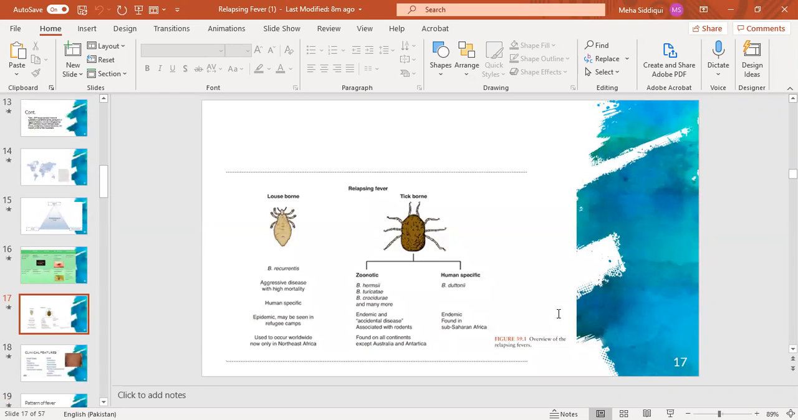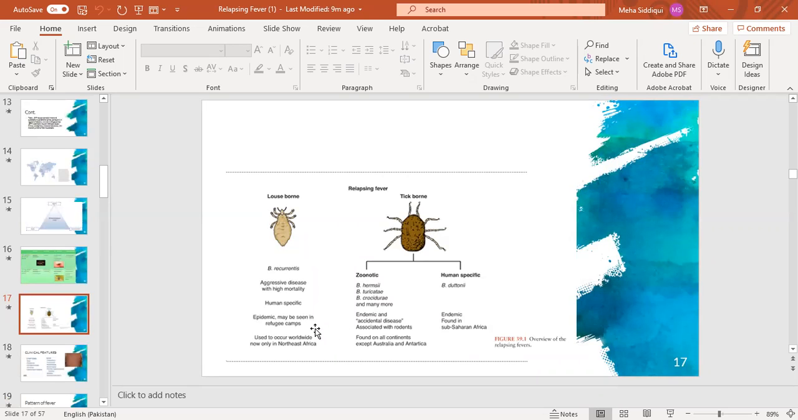This is the difference between louse-borne and tick-borne relapsing fever. Louse-borne relapsing fever is caused by Borrelia recurrentis, and it is an aggressive disease with high mortality, and it is human specific. It is epidemic, may be seen in refugee camps, used to occur worldwide, but now it is only found in Northeast Africa. Tick-borne relapsing fever is caused by many Borrelia species, and it is an endemic and accidental disease. It is associated with rodents, and it is found in all continents except Australia and Antarctica. It is endemic and found in sub-Saharan Africa.